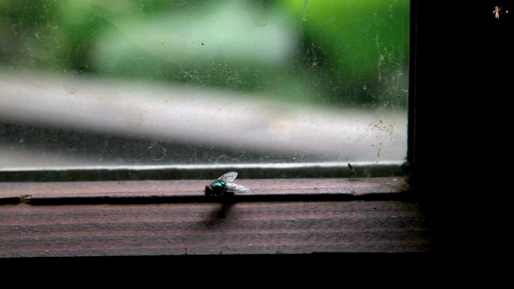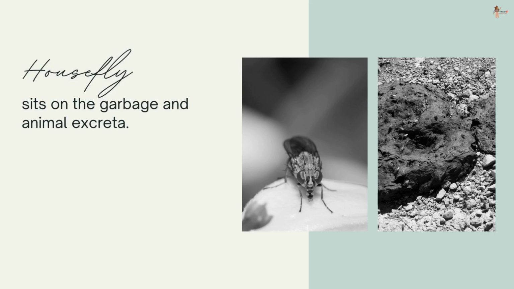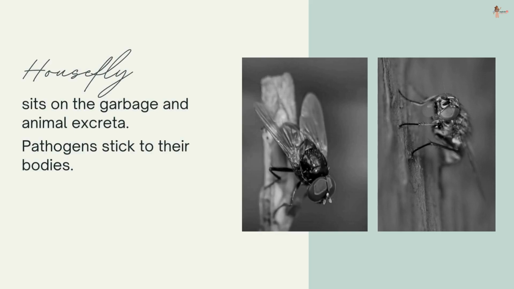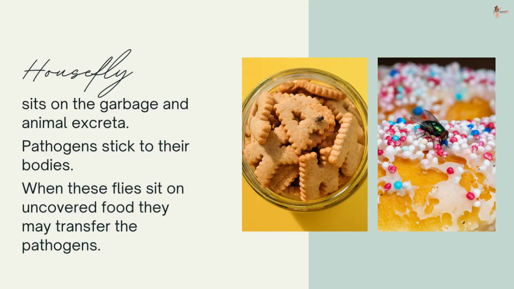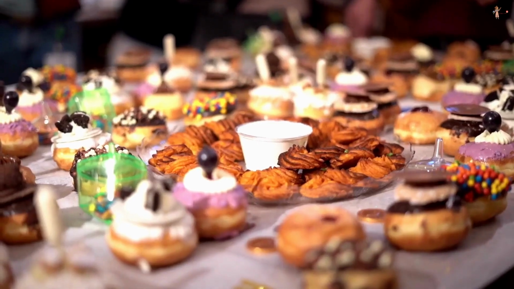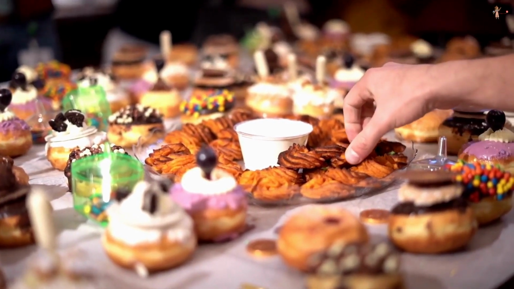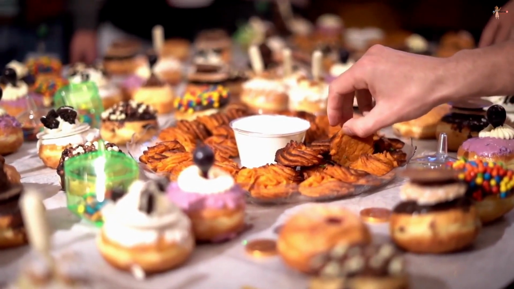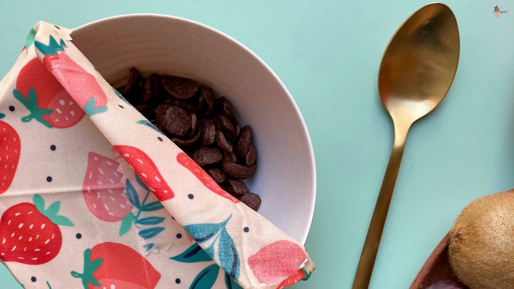There are some insects and animals which act as carriers of disease causing microorganisms. Housefly is one such carrier. The flies sit on the garbage and animal excreta. Pathogens stick to their bodies. When these flies sit on uncovered food, they may transfer the pathogens. Whoever eats the contaminated food is likely to get sick. So, it is advisable to always keep food covered. Avoid consuming uncovered items of food.